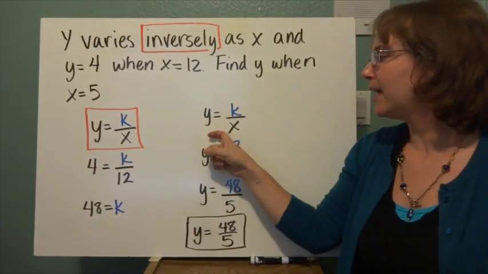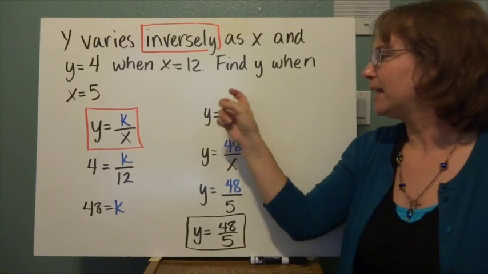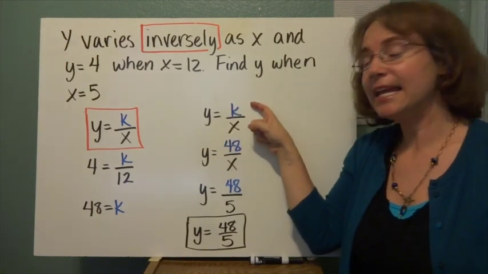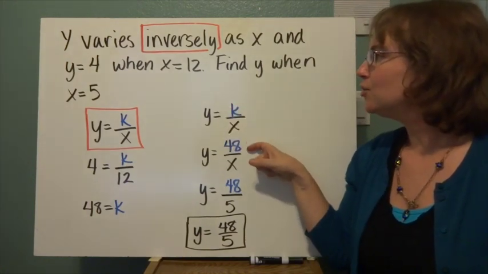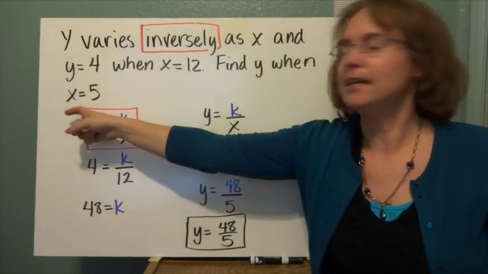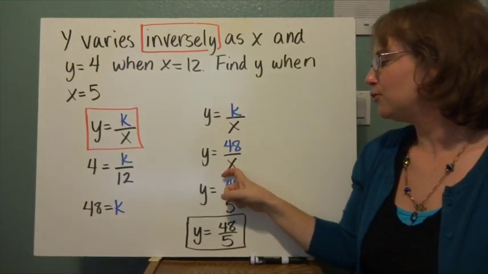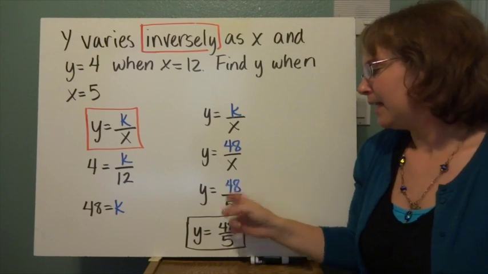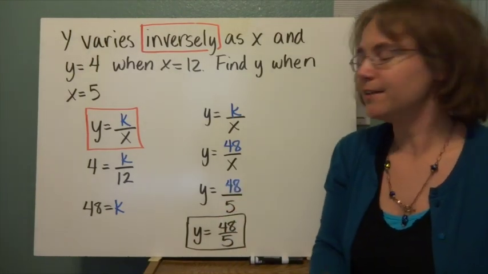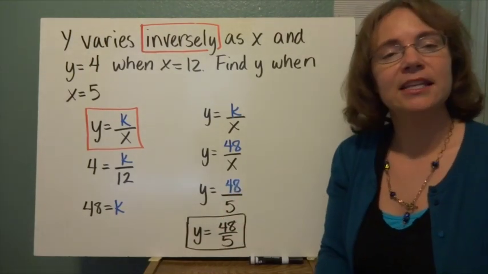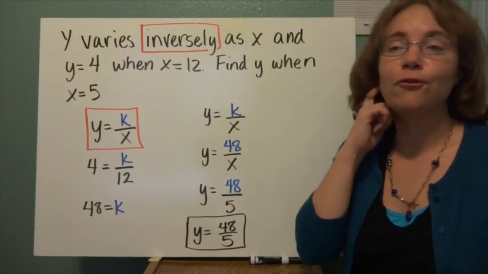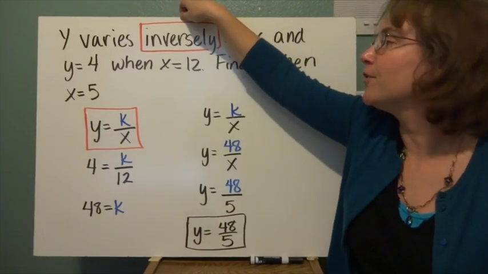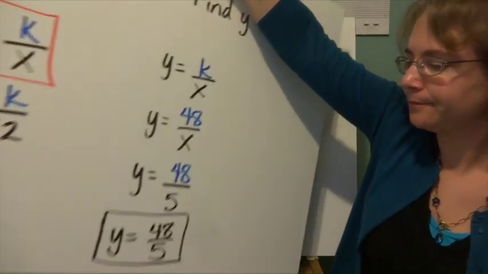I'm going to go back to my inverse relationship right here. I'm going to substitute 48 in for k, and now I can use this to find y when x equals 5. I'm just going to substitute a 5 in for x, and I'm not even going to simplify that fraction. I'm just going to leave it as an improper fraction. y is equal to 48 over 5. And I could simplify it depending on the circumstance and what is needed.